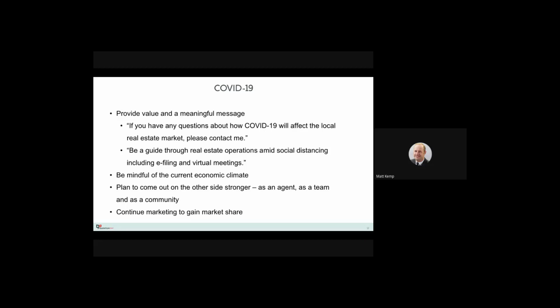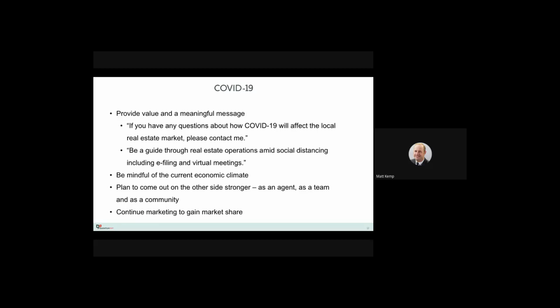to establish yourself as someone who's going to help bring everyone out stronger on the other side, whether it be as an agent, as a team, as a community, as a brokerage. But right now, a good frame of mind to have is when times are good, you should market. Whenever times are unique or difficult, you have to market.